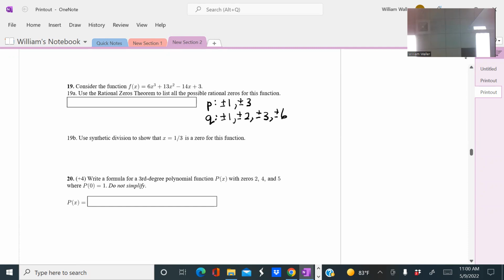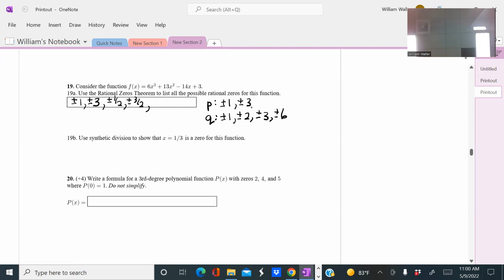And then you just have to take all of those ratios of all of these numbers divided by all of these numbers. So you have to make sure you get them all written down, right? Well, you can take both of these and divide by 1. So you're going to get, as a repeat, plus or minus 1 and plus or minus 3, correct? Now take all of these, divide by 2. So what does that give us? Plus or minus 1/2, plus or minus 3/2, right?